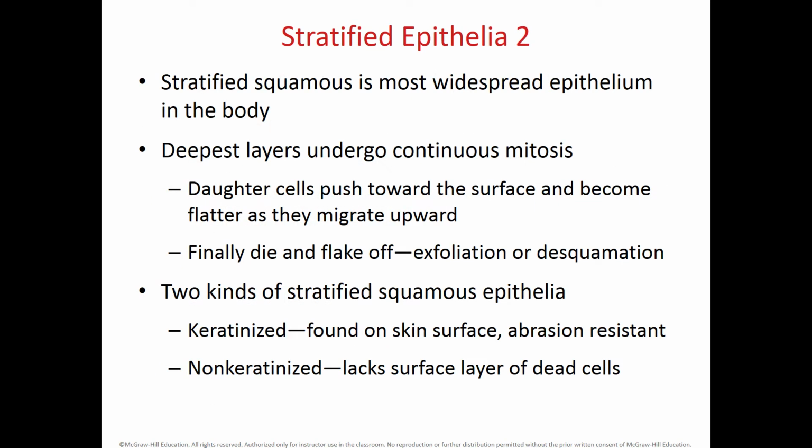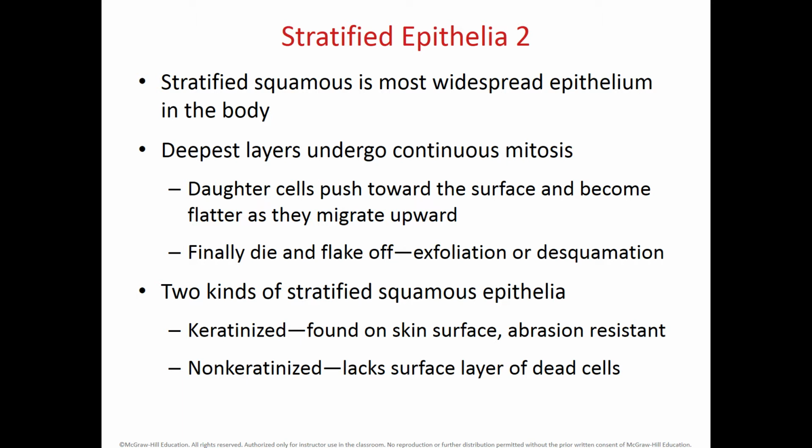So stratified squamous epithelia is the most abundant type of epithelium in the body, and within this epithelia you have several layers, and the deepest layer undergoes continued mitosis, because as these epithelia have cells on the apical surface that are dying, the deepest layers undergo mitosis to repair this epithelia or to replace the cells that are dying, and the cells keep migrating upward. So we have two kinds of stratified squamous epithelium.